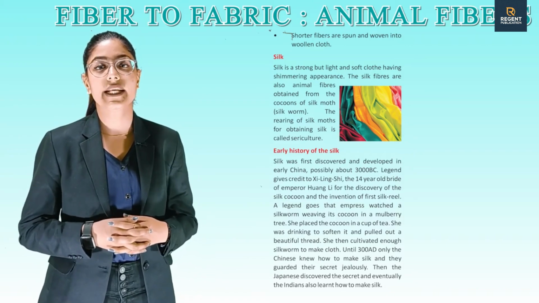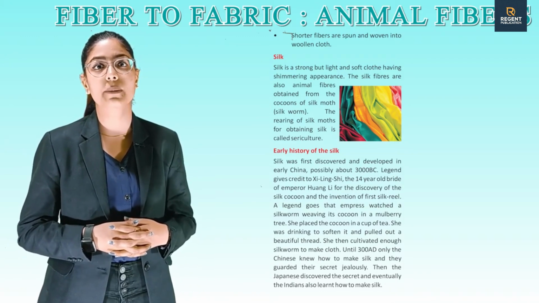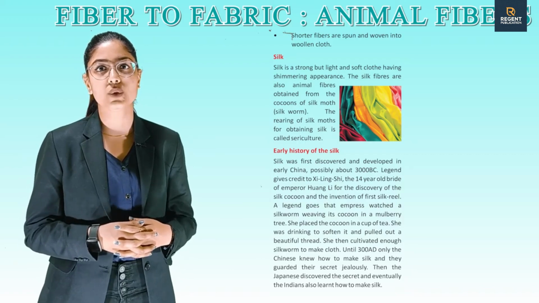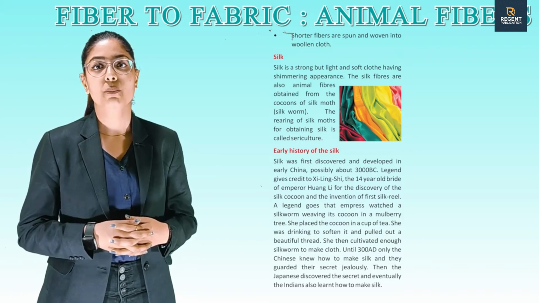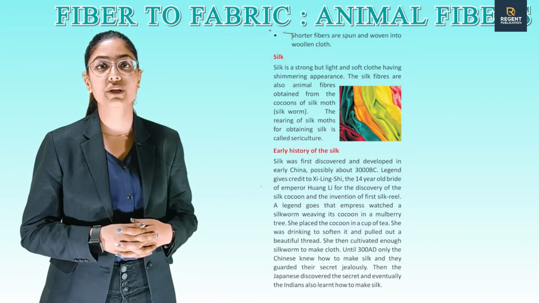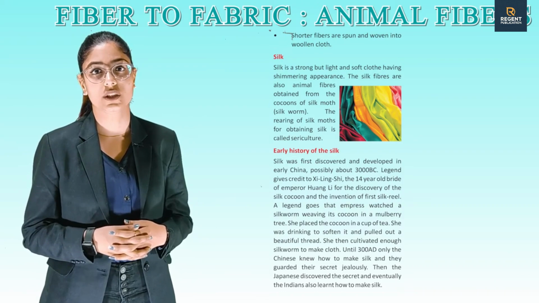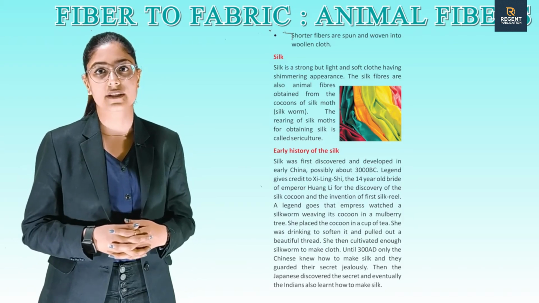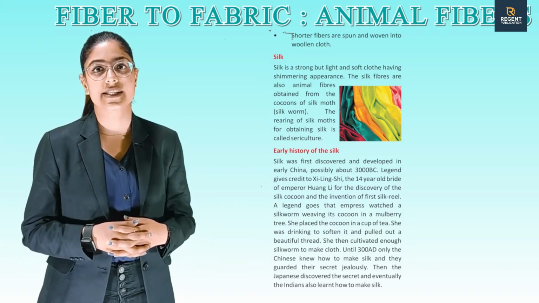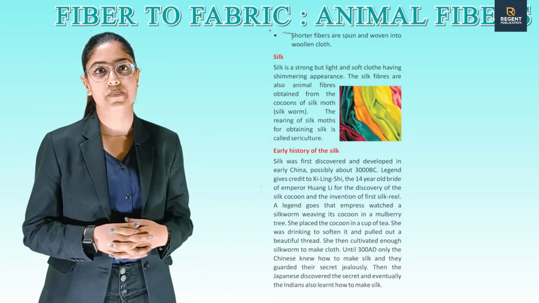A legend goes that the Empress watched a silkworm weaving its cocoon in a mulberry tree. She placed the cocoon in a cup of tea she was drinking to soften it and pulled out a beautiful thread. She then cultivated enough silkworms to make cloth. Until 300 AD, only the Chinese knew how to make silk, and they guarded their secret jealously. Then the Japanese discovered the secret, and eventually the Indians also learned how to make silk.